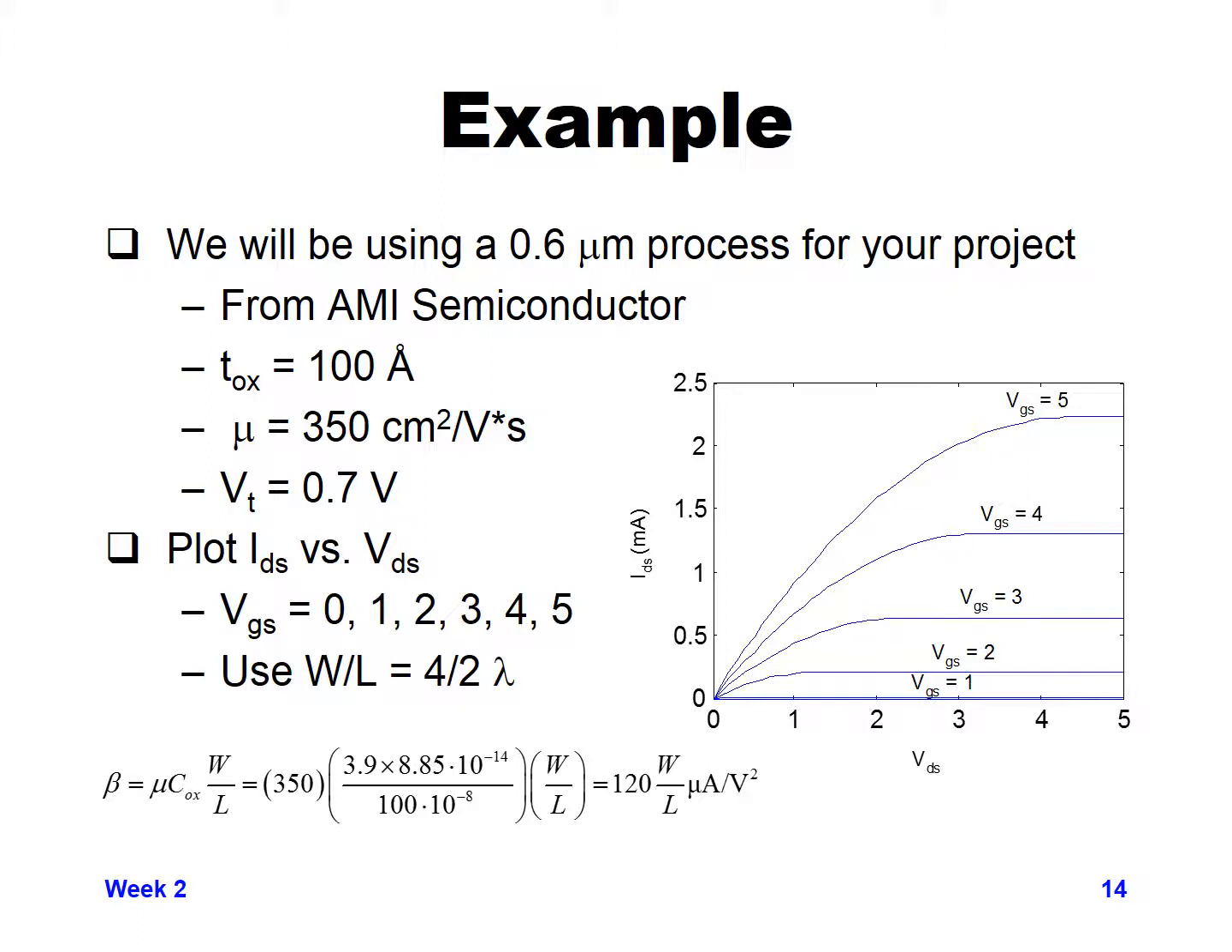And similarly for 4 volts and 5 volts, you get a slightly higher slope for each of them, because we have a higher VGS, which causes the slope to be higher. And then the VDS, as it increases, eventually flattens out at 3.3 and 4.3 respectively.